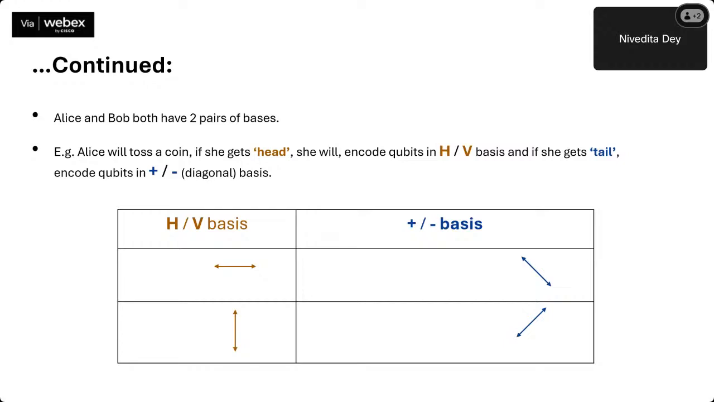Now you can see the picture, the horizontal-vertical basis. The first one, row 1, column 1, is the horizontal axis. Row 2, column 1 is the vertical one. Similarly, row 1, column 2 is 135 degrees, and the last one is plus 45 degrees. Okay.